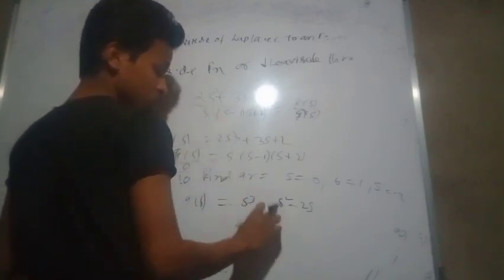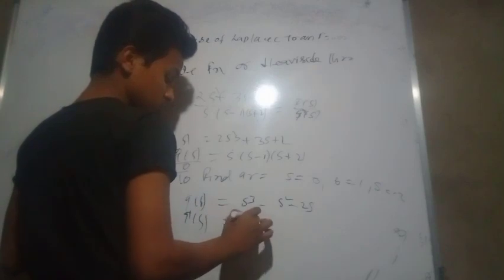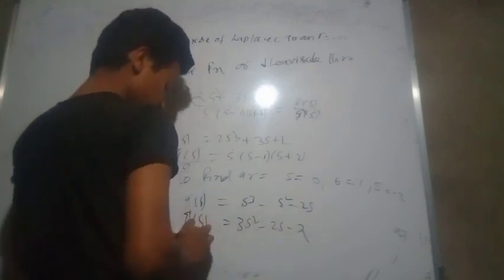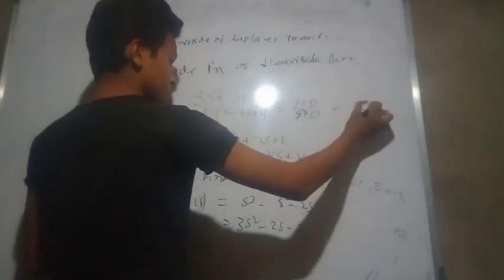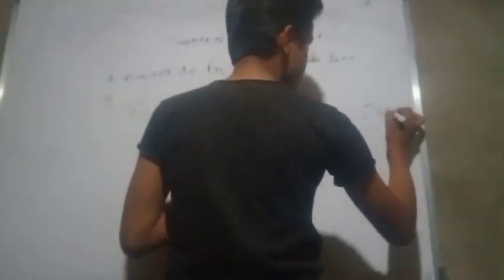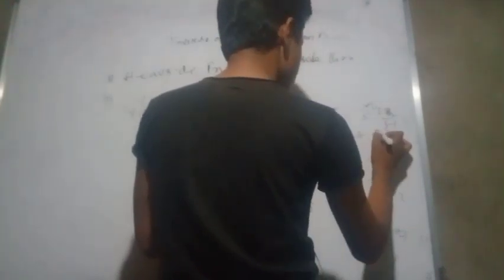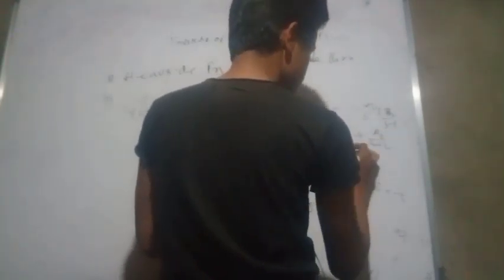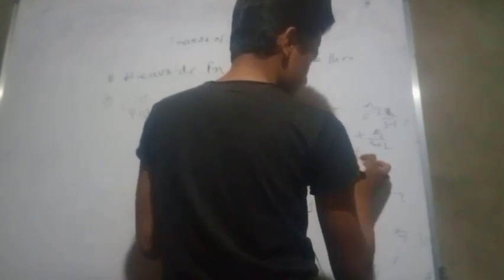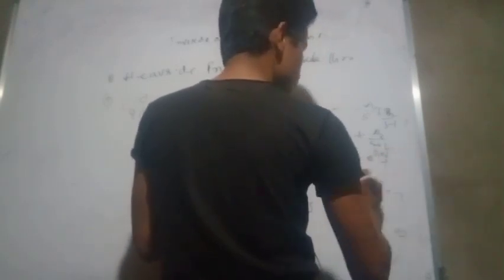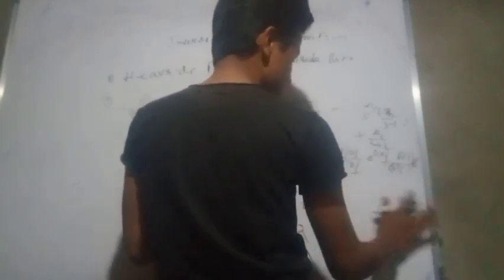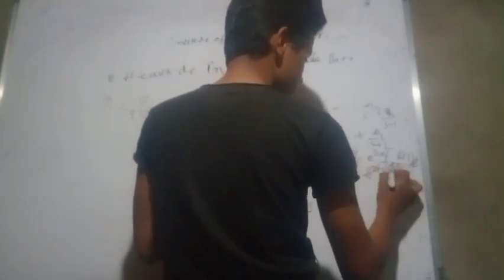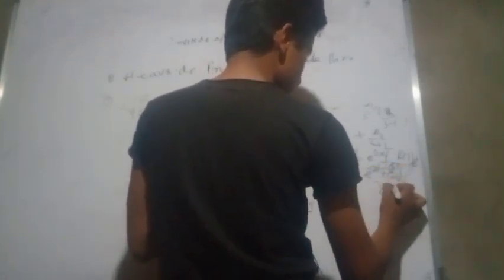So g dash s will give us 3s square minus 2s minus 2. So g dash 0 will give us a1 upon s plus a2 upon s minus 2 plus a3 upon s plus 2, which is equal to f of 0 upon g dash 0 into e to the power 0t, plus f of 1 upon g dash 1 into e to the power t, plus, I am raising it, e to the power 2t, f of 2 by g dash 2. So that is the value we get.